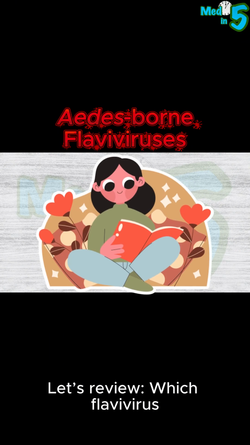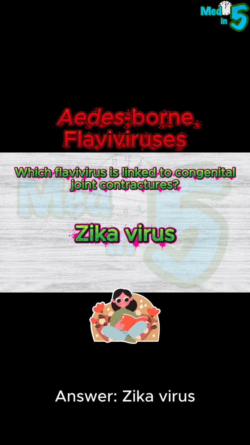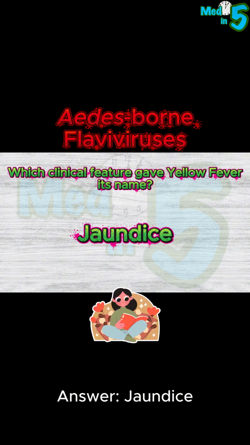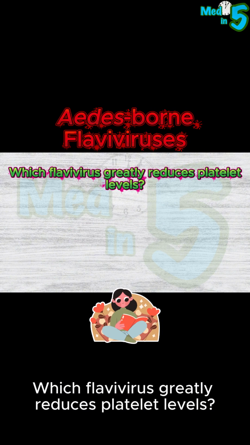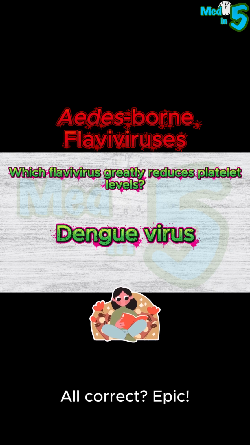Let's review. Which Flavivirus is linked to congenital joint contractures? Answer: Zika virus. Which clinical feature gave yellow fever its name? Answer: Jaundice. Which Flavivirus greatly reduces platelet levels? Answer: Dengue virus. All correct.